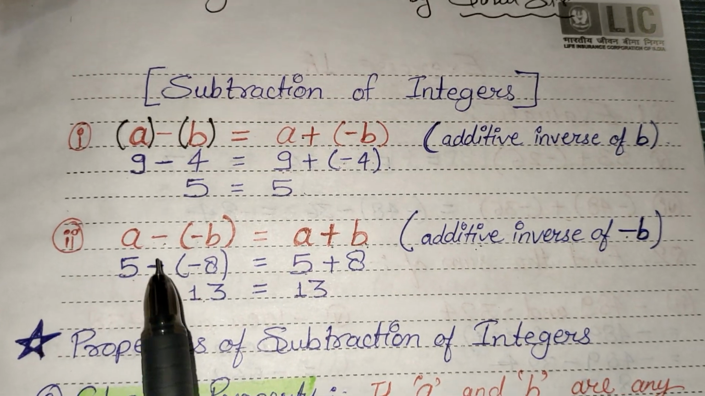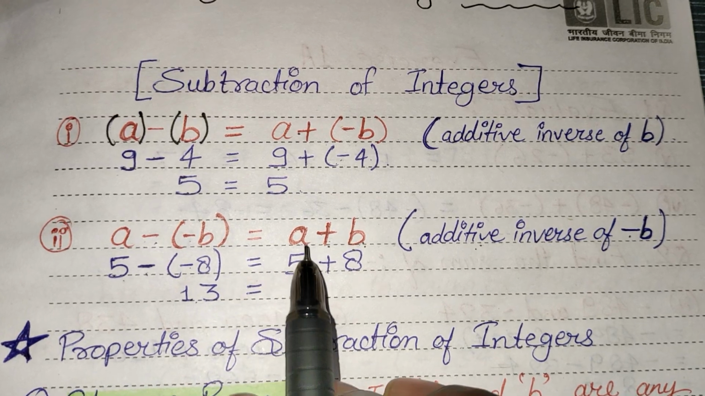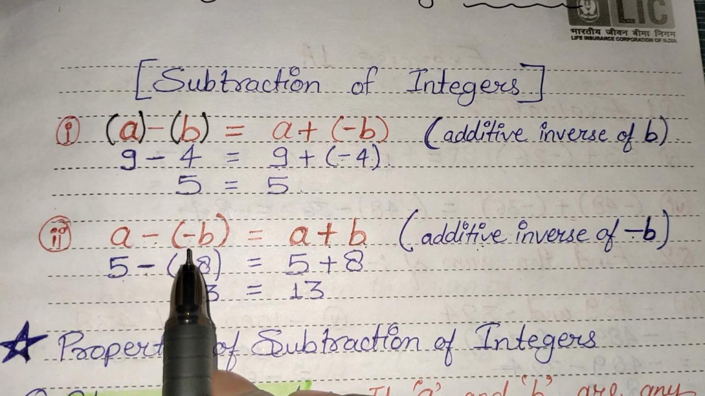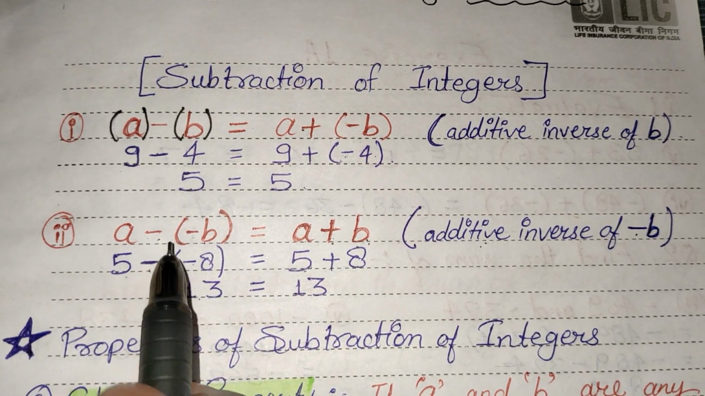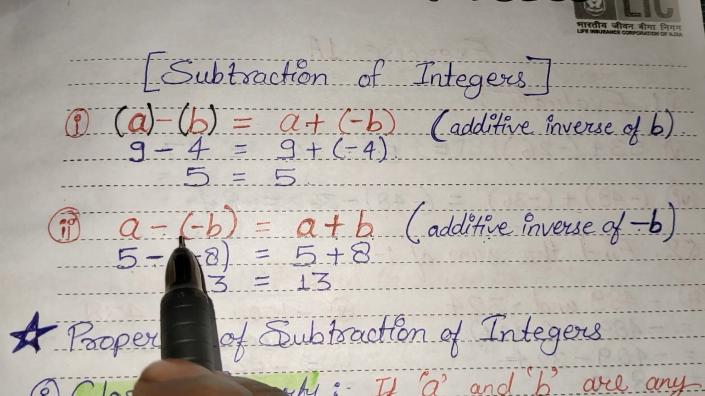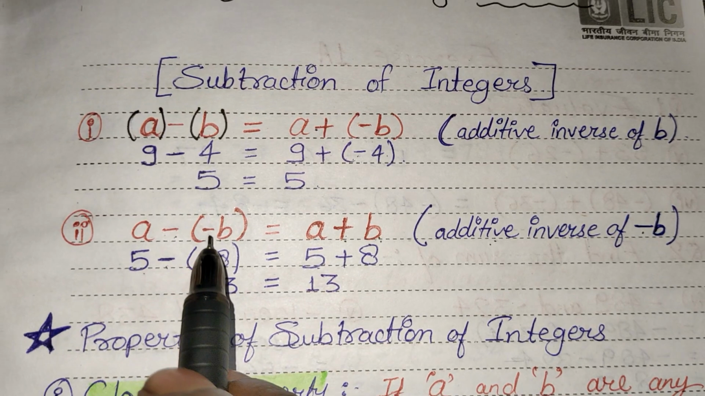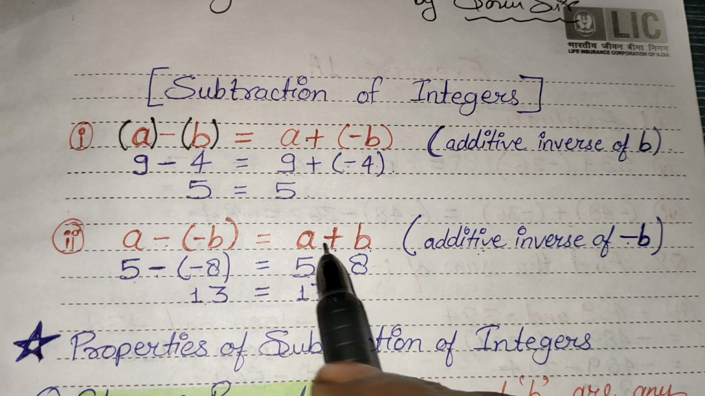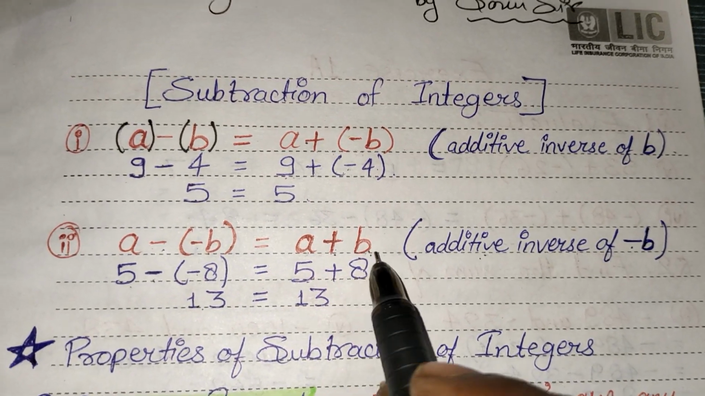Now see the second rule: a minus, in the bracket, minus b is equal to a plus b, because we know that minus minus we have to add. But here you can see this minus is before the bracket, so this minus inverses the second integer, and after inversing we have to write it a plus b.